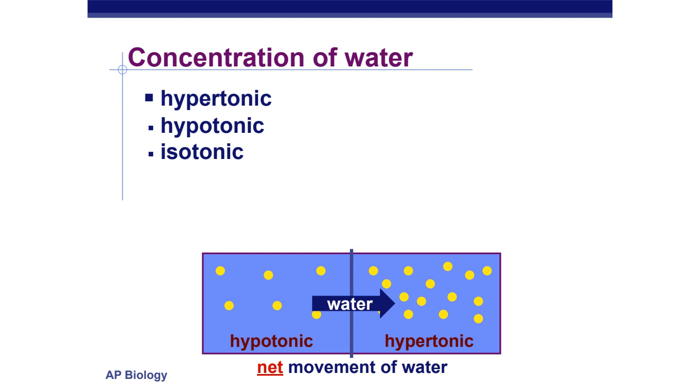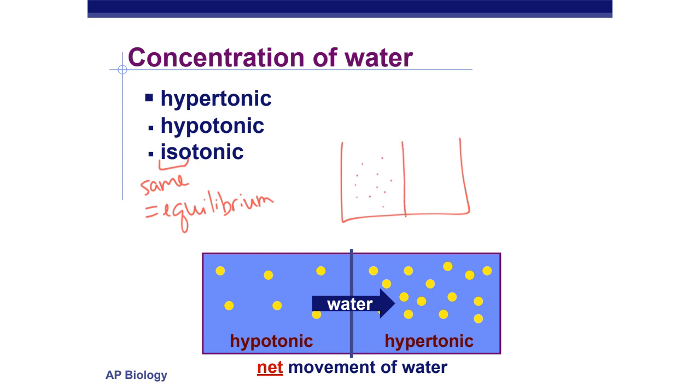Okay, so we're going to add one more vocabulary term to this, hypertonic and hypotonic, and that's going to be isotonic. Isotonic means the same. So this is when the two solutions are going to be at equilibrium. That's the point you're trying to get to, an isotonic solution. If you have isotonic solutions on either side of the membrane, the water is still moving. It's just moving back and forth at the same rate.